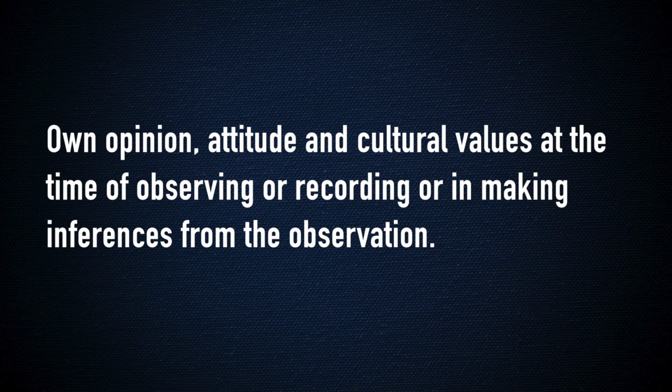Bias due to observer happens when the observer is influenced by his own opinion, attitude, and cultural values at the time of observing or recording or in making inferences from the observation. Bias due to the individuals being observed, whereby bias may take place when the awareness of the observation situation by the people being observed interferes with the naturalness of the events. They may not like to be observed or may not behave naturally.